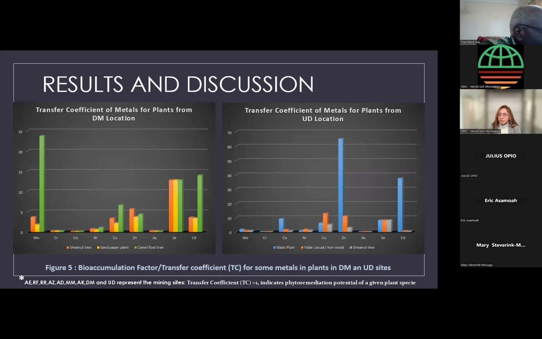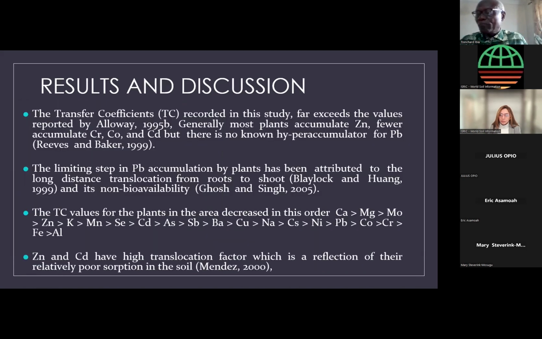For selenium, there is not much difference among the 3 plants listed here, but we see that the camel foot tree has a high level of accumulation compared to the other 2 plants. While on this other one, we see that the black plum tree has a high affinity for zinc accumulation compared to the ironwood and the share nut tree.